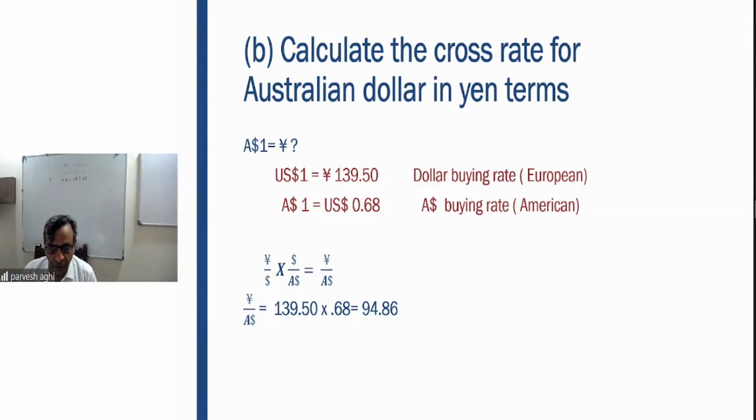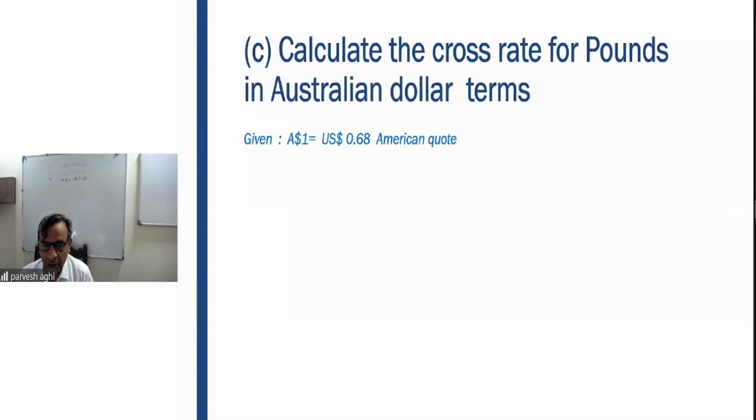Fine, so you get this rate. I think most of you have got it right. So let's now go to the third one. Calculate the cross rate of pounds in Australian dollar terms. The first quote given is $1 Australian. Now you have to find pounds in Australian dollar terms, which means you are an Australian traveling to England and you need the rate of a pound there. So first in Australia, you're going to buy a dollar. But the quote is given as $1 Australian is equal to so many dollars.